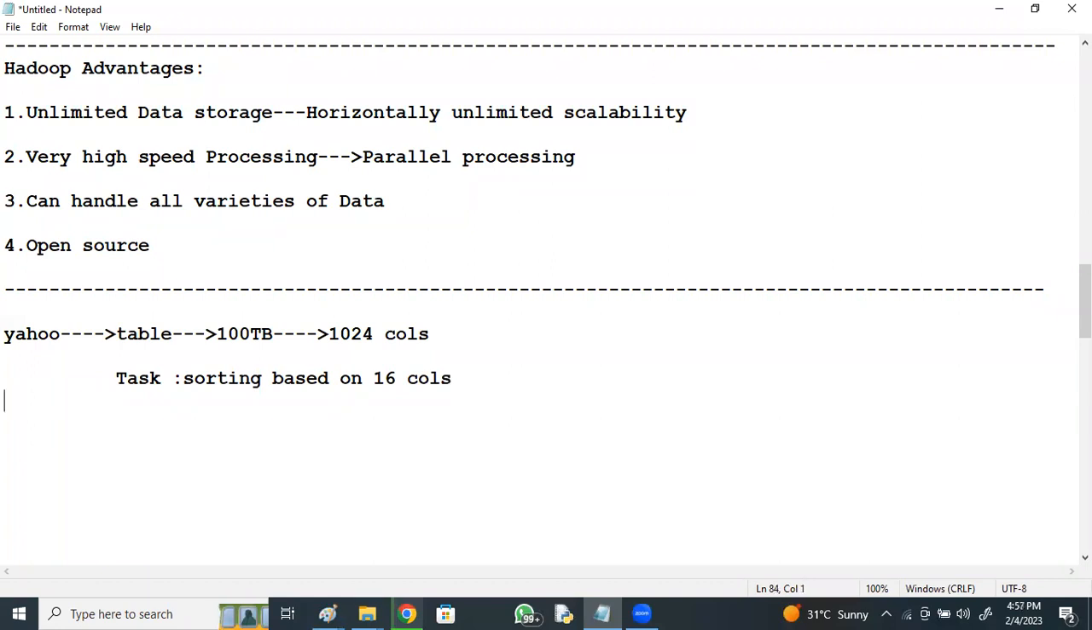So what is the time taken by different databases? Oracle has taken nearly 3.5 days to process it. MySQL has taken six days.